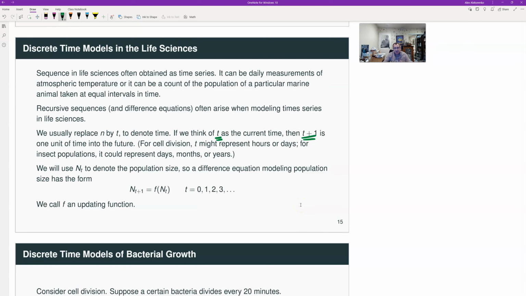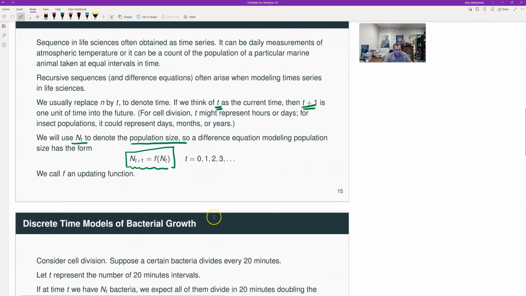So what we're going to do in this segment and in the next couple of segments, we will use recursive sequences to model biological applications. And we will use sequences to reflect, say, population sizes. So in particular, we can use capital N sub t to denote population size at a particular moment of time. And based on that value, we will try to forecast, depending on the application, what's going to happen in the next moment of time. And if we can establish that formula, we can determine the sequence. We can predict what's going to happen with that particular population.